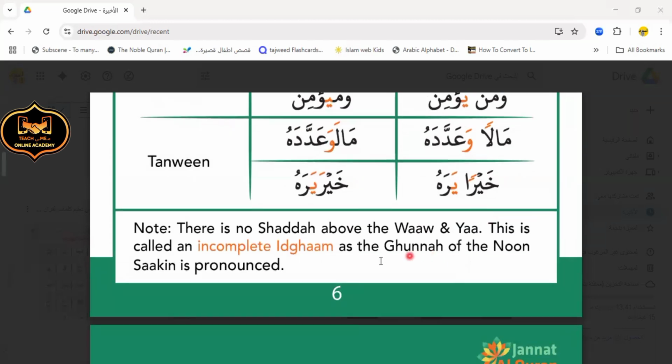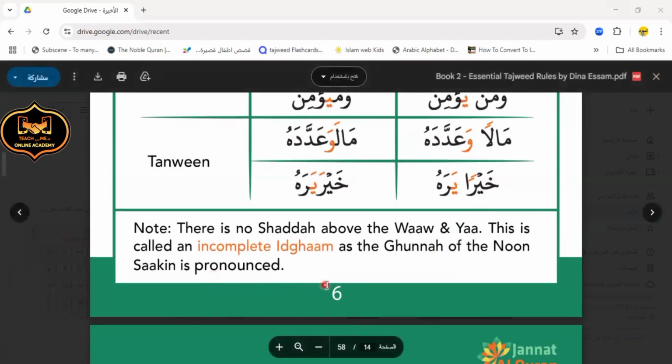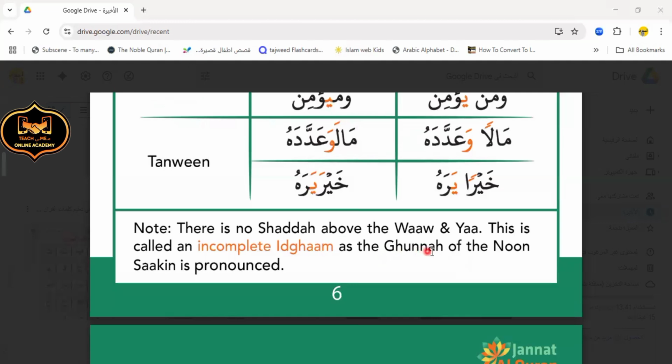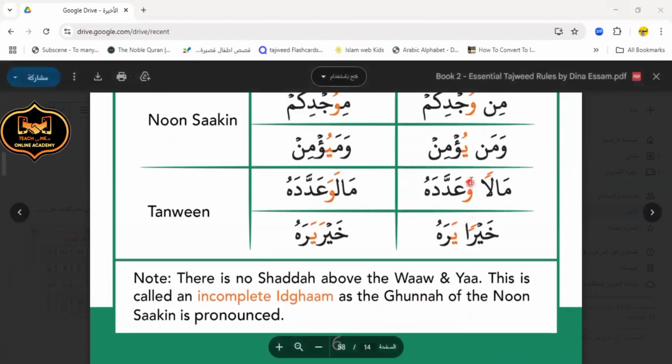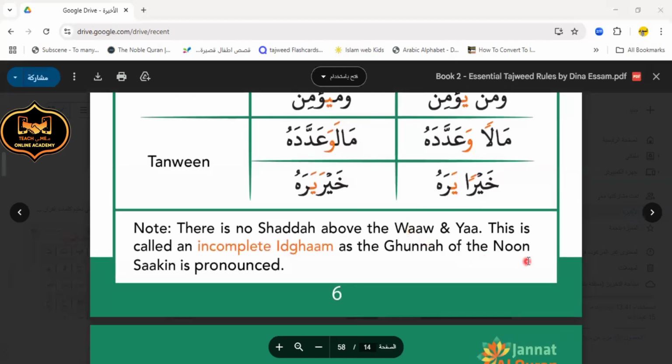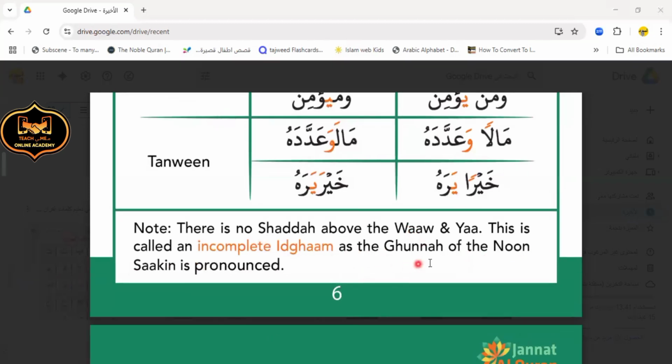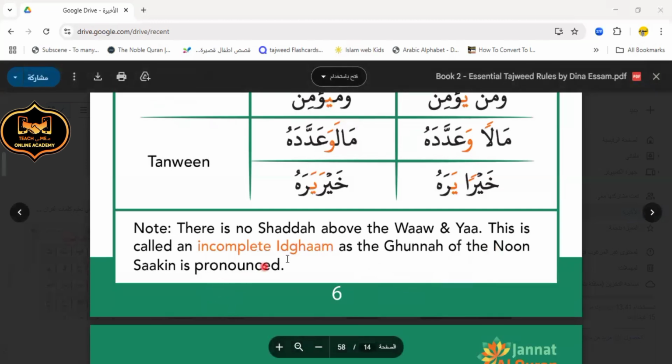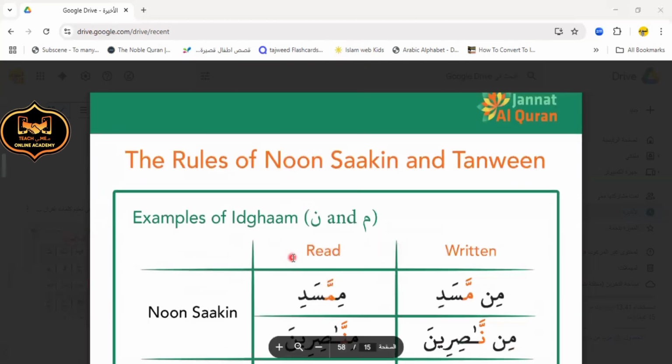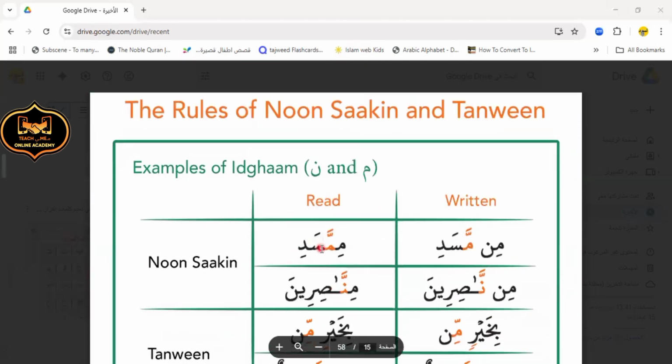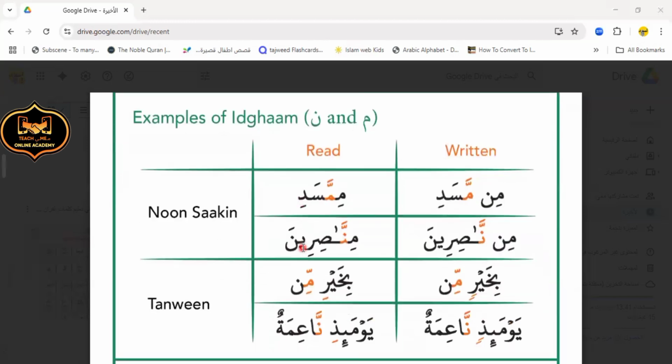Let's talk about this note. There is no shadda above the waw and ya, the 2 letters of idgham. This is ya and this is waw. It's a normal haraka. This is called incomplete idgham, as the ghunnah of the noon sakina is pronounced. Why? Because noon and mim, the last 2 letters of idgham with ghunnah, have the shadda sign, so you will find that the ghunnah here is stronger.